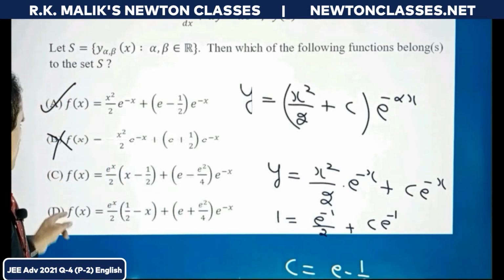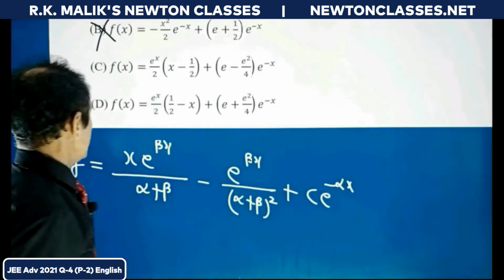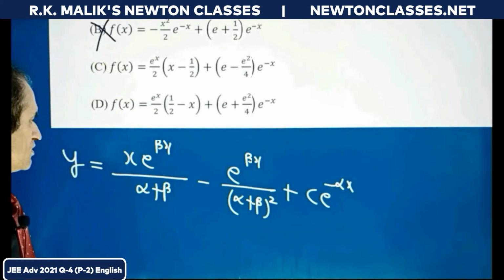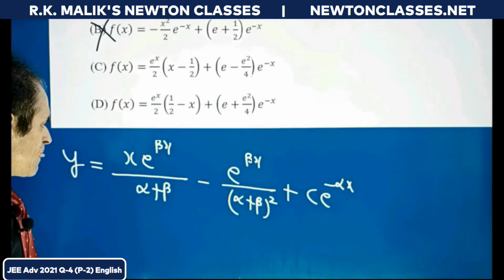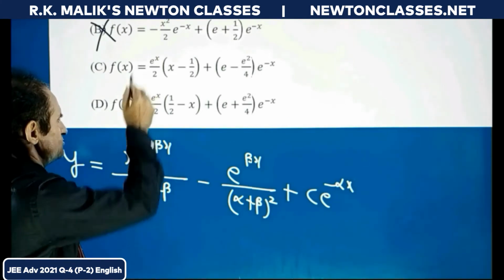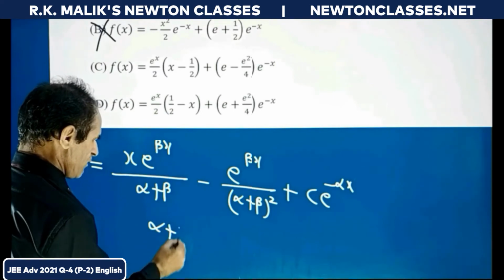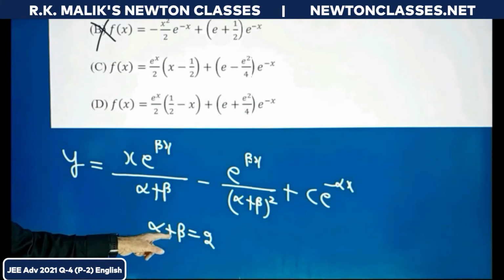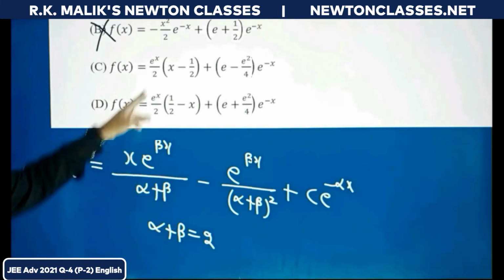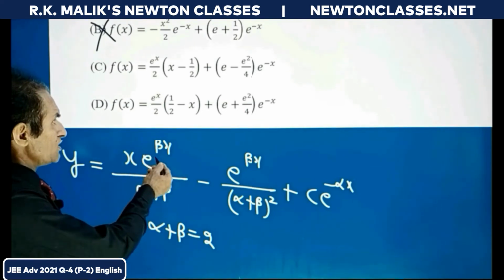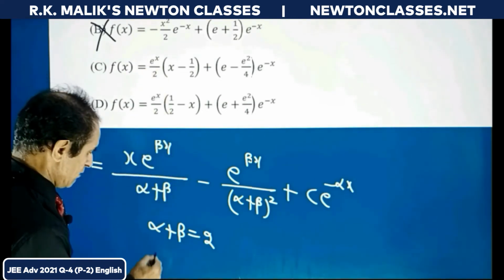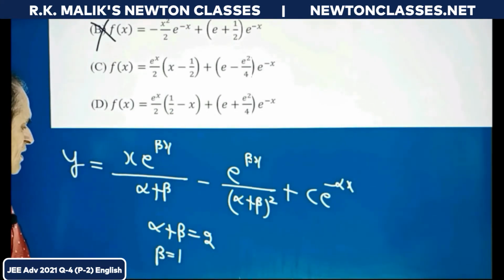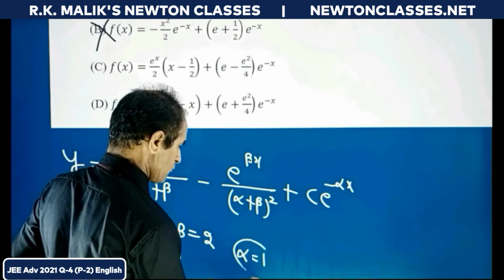And now to check C and D, let us see, can this convert to this for some value of alpha and beta? It is clear that this can be if I take the value of alpha plus beta equal to 2, because for alpha plus beta equal to 2, we will get x by 2 here, x by 2. And it is also clear that for bringing e to power x, I will have to take beta equal to 1. And once beta is 1, it means alpha will also have to be 1.